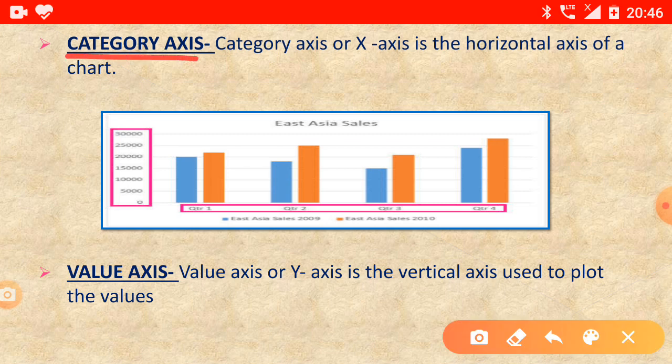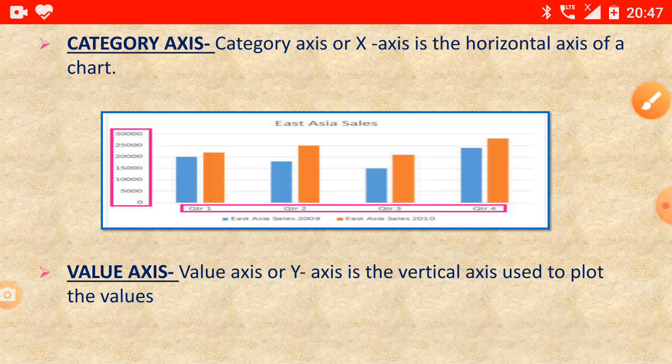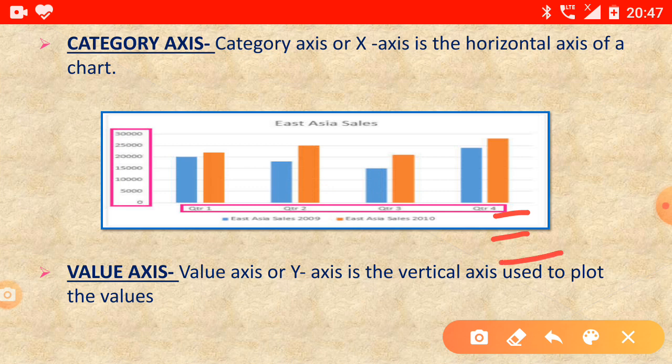First is the category axis. What is the category axis? The category axis, also known as the x-axis, is the horizontal axis of a chart. I already told you when I explained the chart. This axis has three names: first is category axis, second is x-axis, third is horizontal axis.